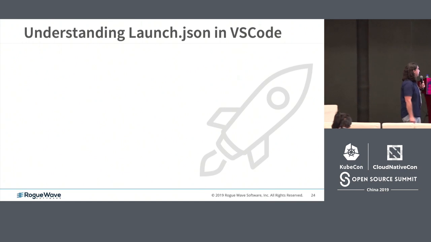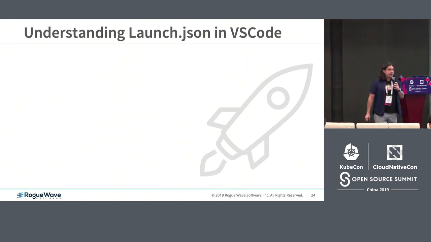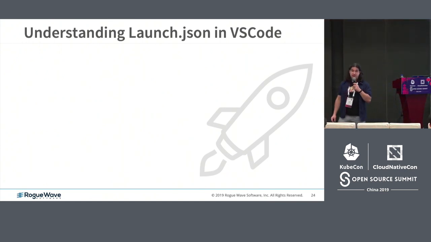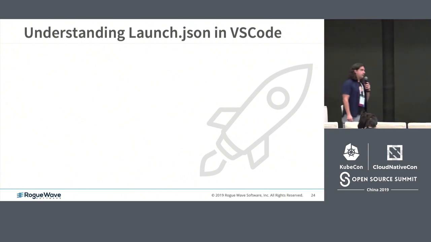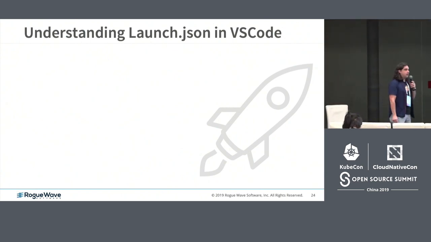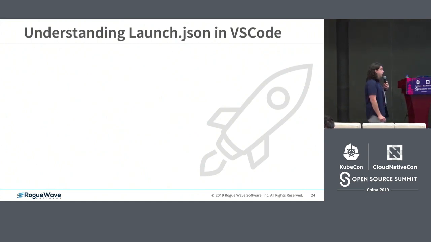Take time to explore what's out there, though. In VS Code, we have a launch file that's specific to VS Code. This has nothing to do with Node.js. This is telling VS Code how to launch our app, but this is essential if we want to be able to debug our app.